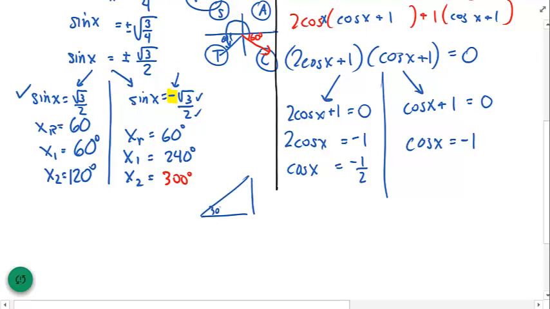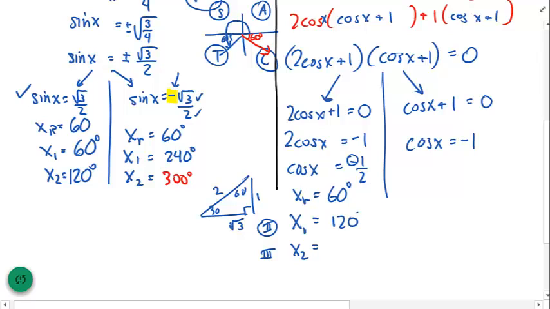And we know that this is a 30, 60, 90 because of the ratio of sides. So we have root 3, we have 1, and we have 2. So the reference angle for a 1/2 ratio is going to be 60 degrees for cosine. And because the ratio is negative, the only place where cosine can be negative is in quadrant 2 and quadrant 3. So a 60-degree reference angle in quadrant 2 is going to be equal to 120 degrees, and in quadrant 3 is going to be equal to 240 degrees.